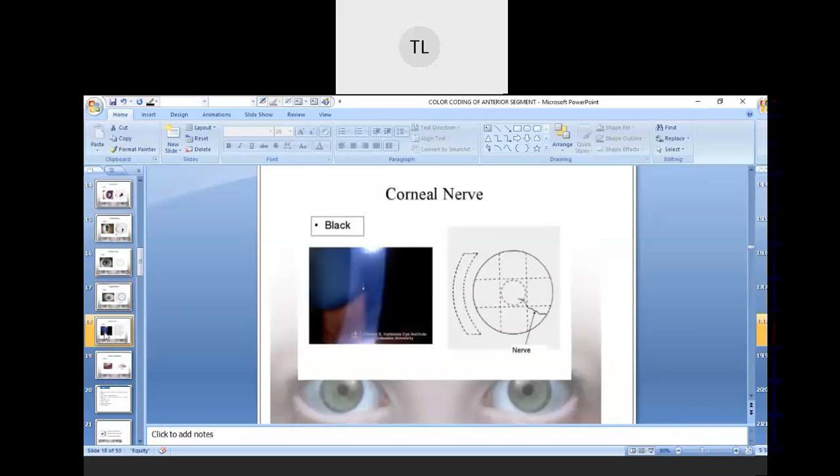Okay, so next we have is the corneal nerve. Basically, this corneal nerve actually looks like an opacity. The patient will complain of a sensation of pain on touch, and this can further lead to blindness. So this whitish area, this portion is your corneal nerve. That one you need to draw it with a black color.